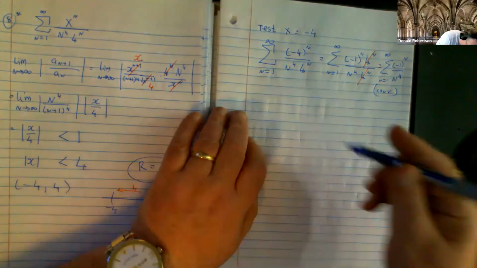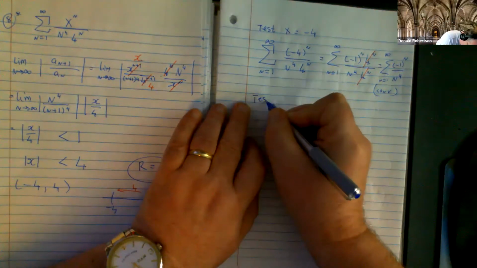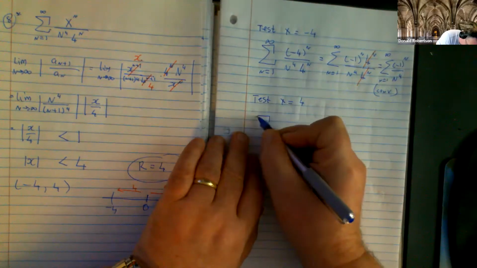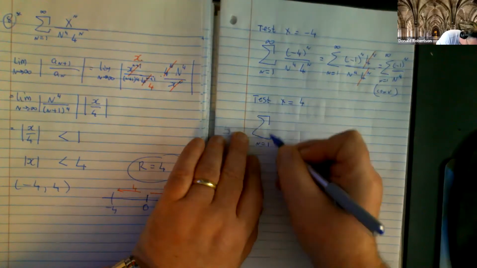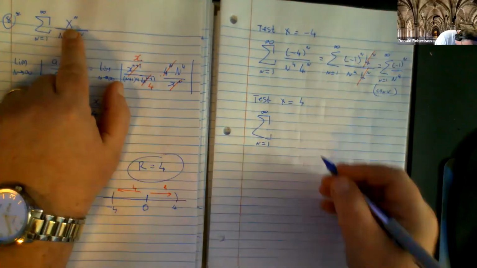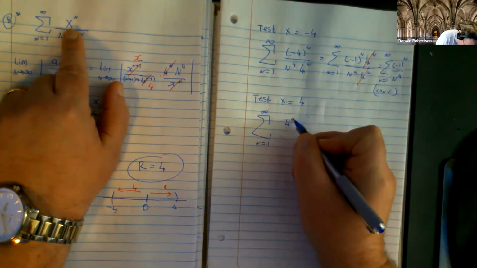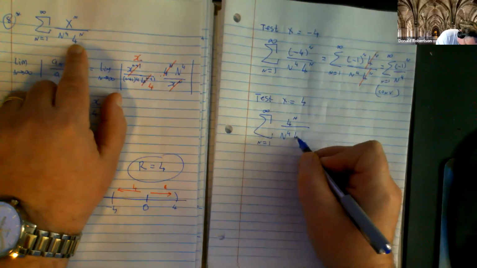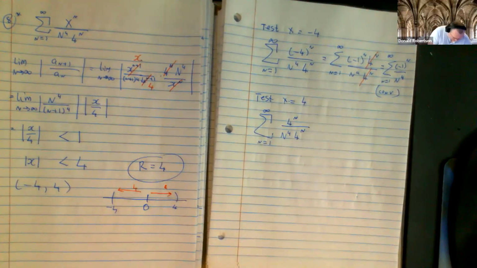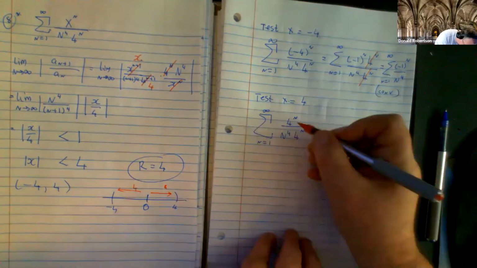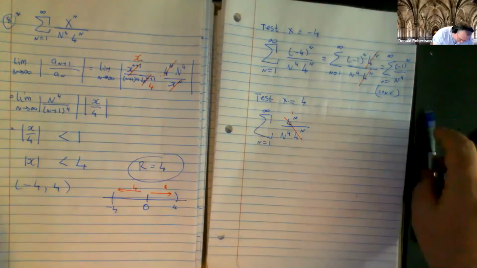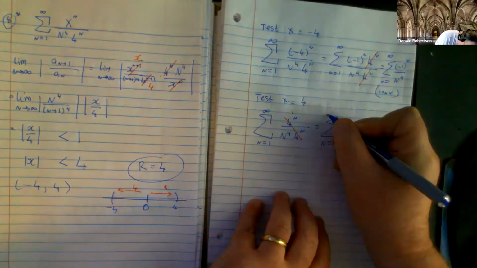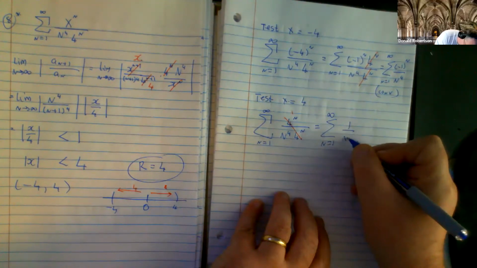Now, the other one is x equals 4. And let's see what that generates. Well, x to the n becomes 4 to the n. And on the bottom, you have n to the 4, 4 to the n. And they cancel, leaving a 1 behind. And now the simplified version is that guy.